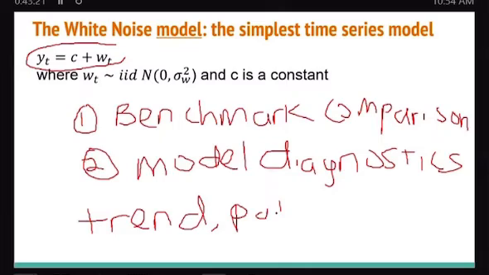Okay. That is a situation where, if your model is a white noise, you know the meaning? If your model is a white noise, then it means there is no signal, there's no pattern, there's no trend. Does that make sense? If your model is a white noise.